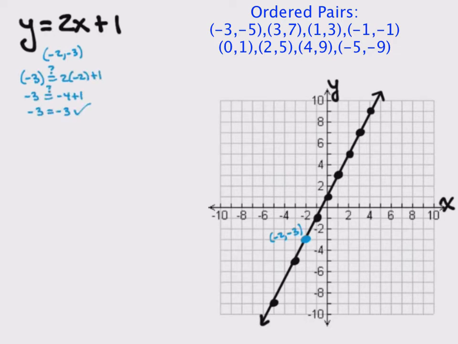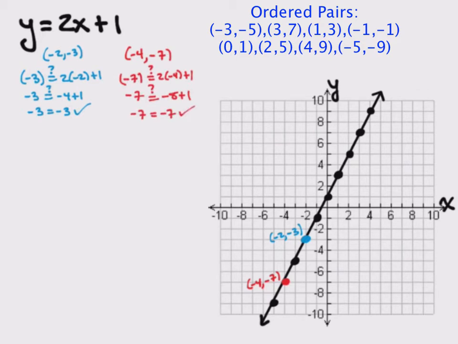Whoa, awesome! That point definitely works. Alright, let's try one more just to make sure. How about the ordered pair -4, -7? Will that work when we plug its coordinates into the equation? Alright, that one worked too.